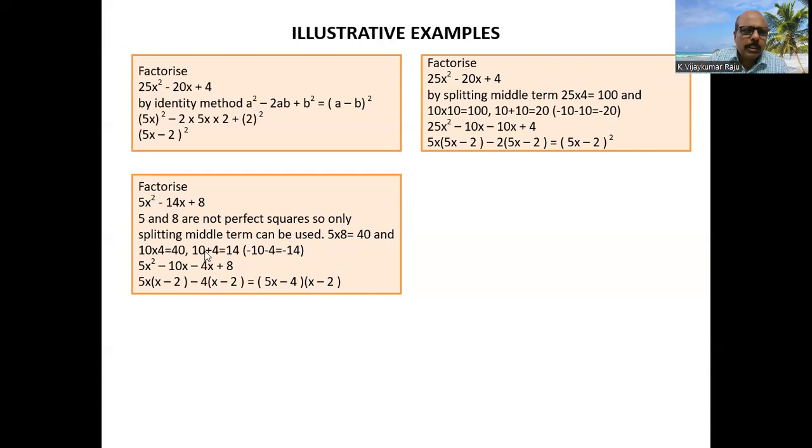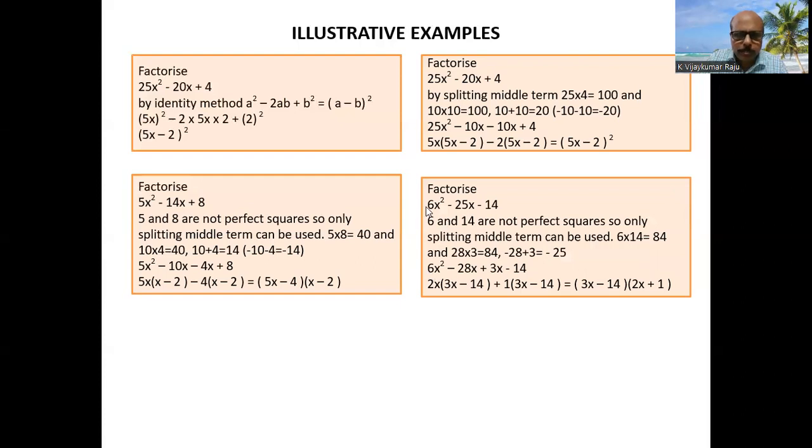Okay, so that means our splitting of the middle term must be 10 and 4. And we want minus 14, so we have to write minus 10 minus 4, so that you get minus 14. Now split the middle term: 5x square minus 10x minus 4x plus 8. Take out common 5x, x minus 2. Take out common 4, x minus 2. So it is 5x minus 4 and x minus 2. This is the answer. Okay. So when the first and the last terms are not perfect squares, splitting the middle term works out. The identity method does not work.